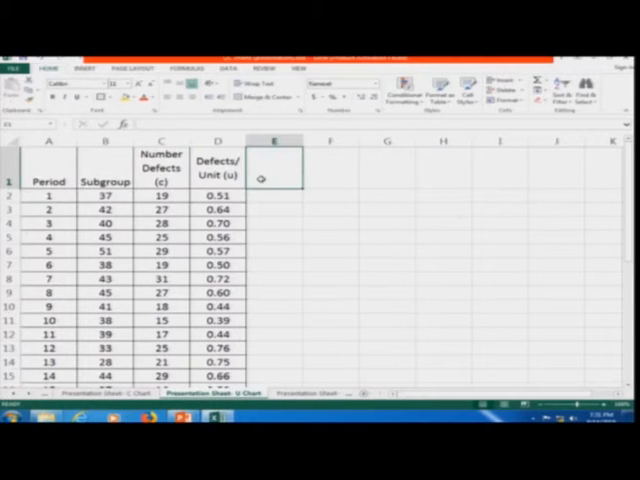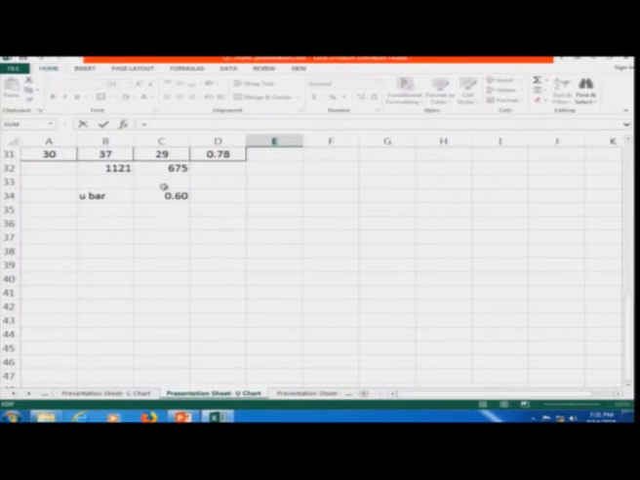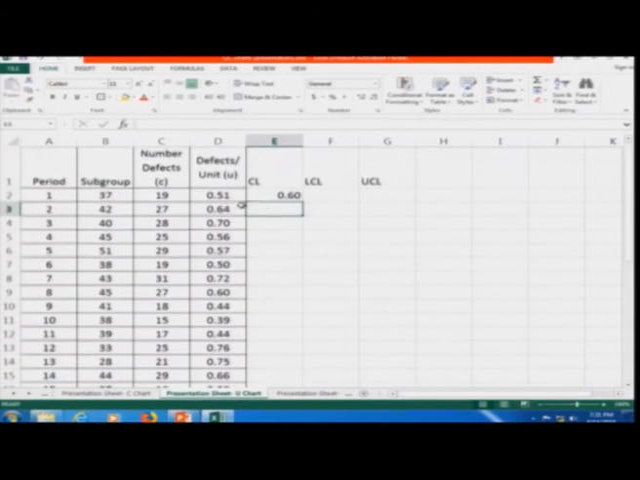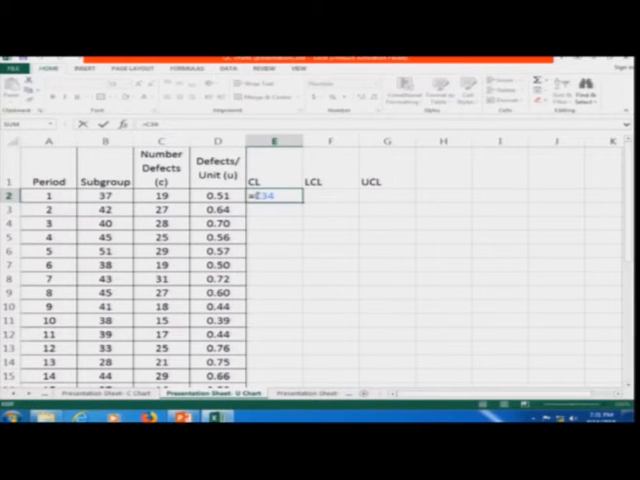So we have center line, lower control limit and upper control limit. Center line is my U bar, this is equal to U bar, enter, lock the value. Okay.